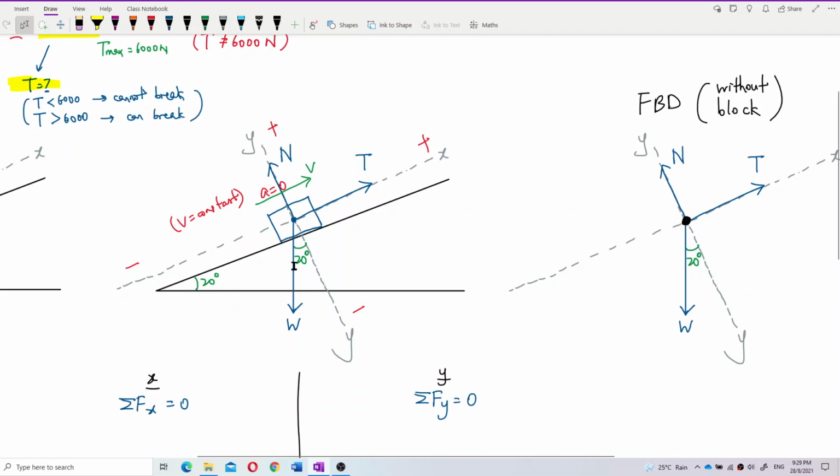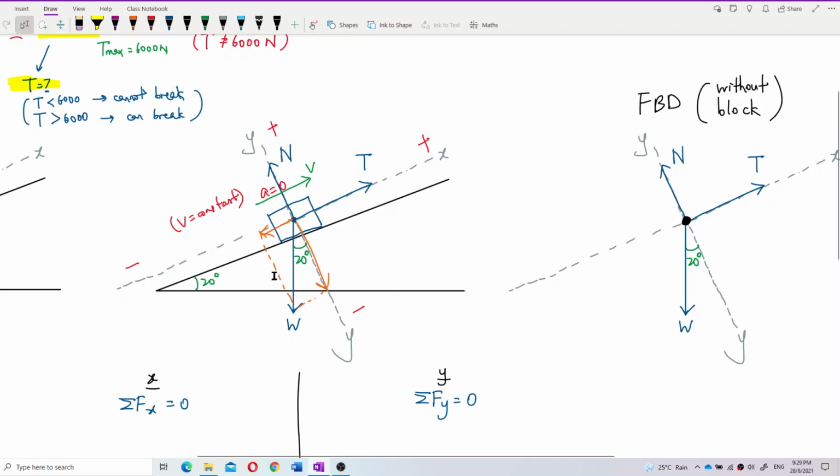Next, we resolve the vectors if they have angles. Like tension and the normal force, no need to resolve because tension is totally x component, and normal force is totally y component. But the weight has two components, an x component and a y component. So we need to resolve that. This is the x component and this is the y component.